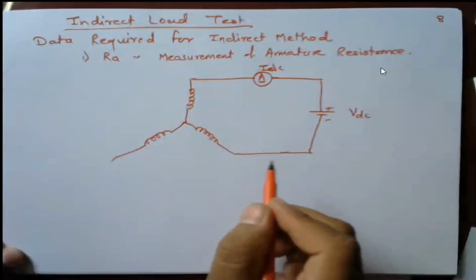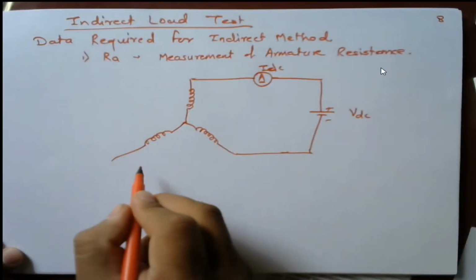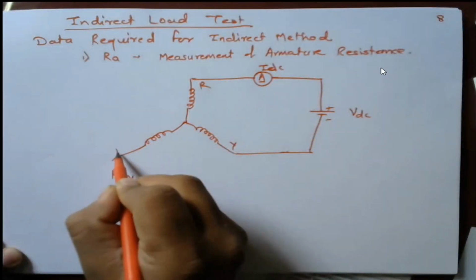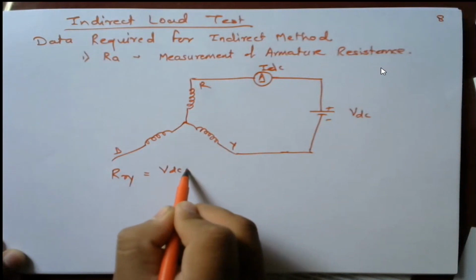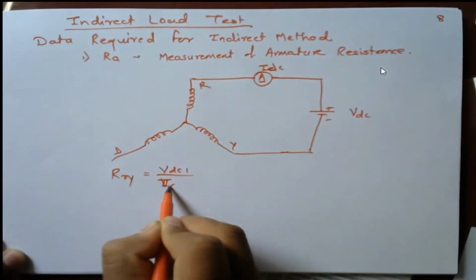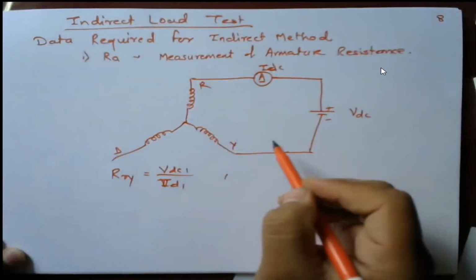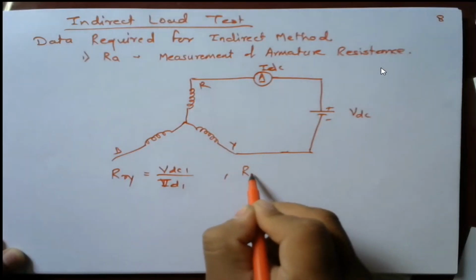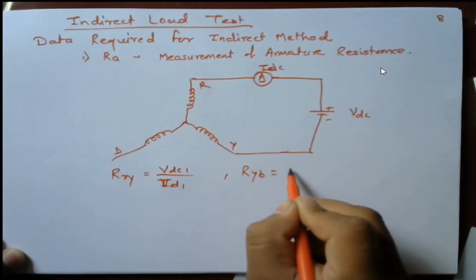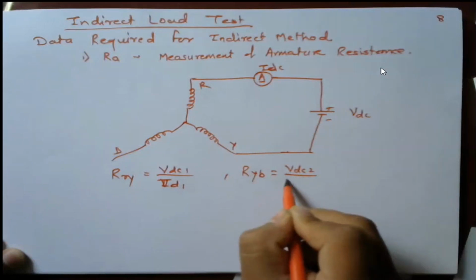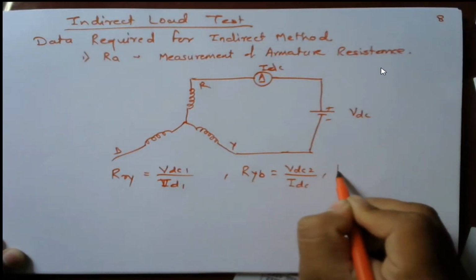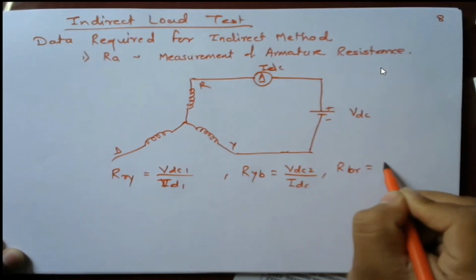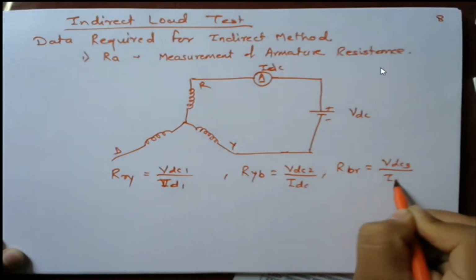In this way, let us suppose the first resistance is RRY, because we are going to measure between R and Y, and this one is B. So it will be VDC1 upon IDC1. Then again, I apply the voltage between two terminals, Y and B. That resistance will be RYB, VDC2 upon IDC2, the second reading. And the third one, which is remaining, is BR. It is nothing but VDC3 upon IDC3.